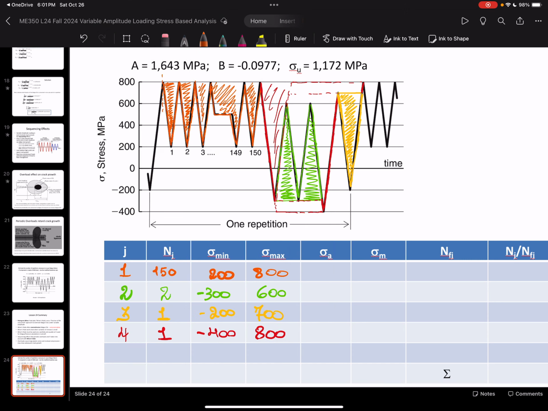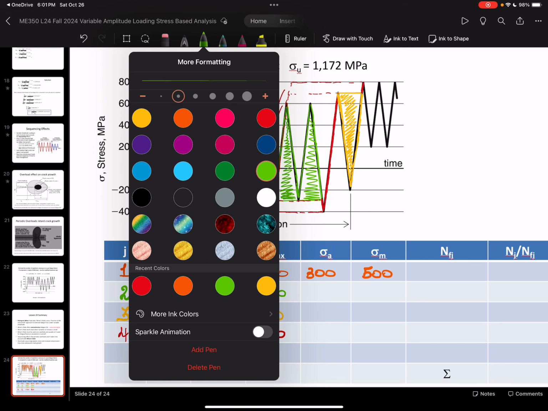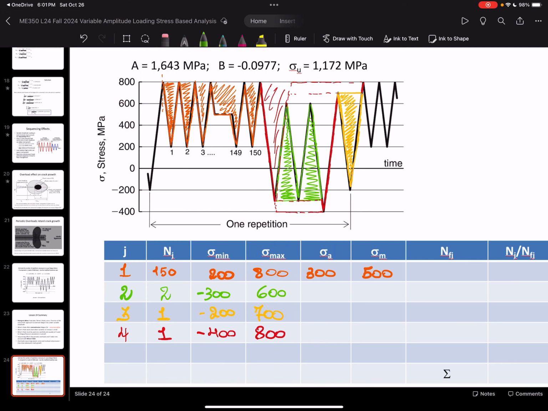And then once we have that, we can find the amplitude and the average for each. So the amplitude is going to be the max minus the min, so 800 minus 200, which is 600, divided by 2, 300. The average is going to be the sum divided by 2, so 1,000 divided by 2, that's 500. Then we switch color. Colors are essential. 600 minus negative 300 is 600 plus 300, which is 900, divided by 2 is 450, and then the average is 600 plus minus 300, which is 300, divided by 2, that's 150.